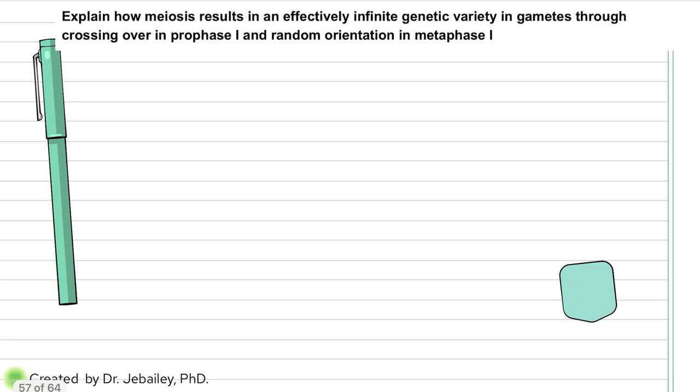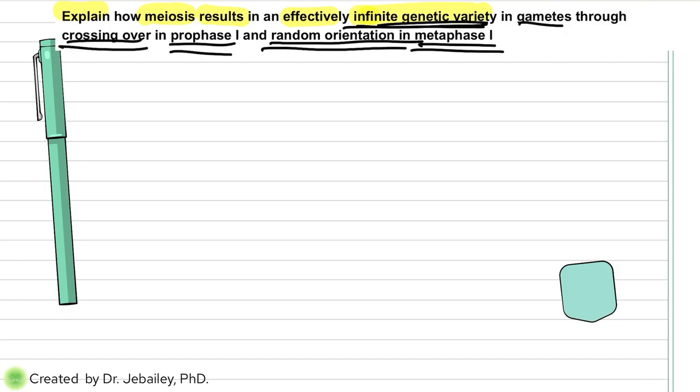Moving to the next question, it says, explain how meiosis results in effectively infinite genetic variety. So we're talking about why we are so different, how come our genetics are so different in the gametes, through crossing over. Basically, I'm going to have to explain how crossover happens in prophase 1 and the random orientation that happens in metaphase 1.